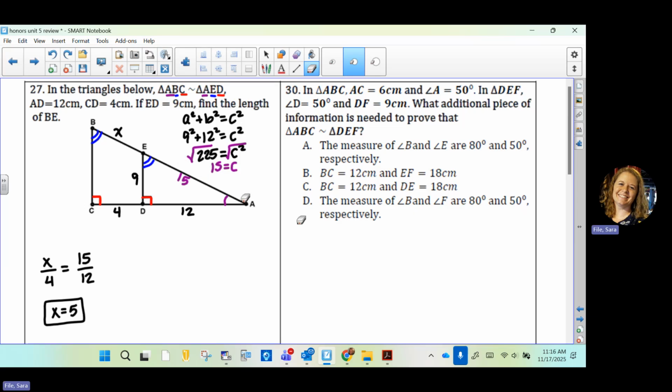Now that I know EA, I can set up the proportion. I can say X is to 4 as 15 is to 12. Or I could have done X is to 15 as 4 is to 12. That would have worked as well. Logically, since 4 is less than 12, I know X should be less than 15. So when I get my answer, it should make sense. It's less than 15, but it's longer than 4 because this portion was longer than 12. Does that make sense?